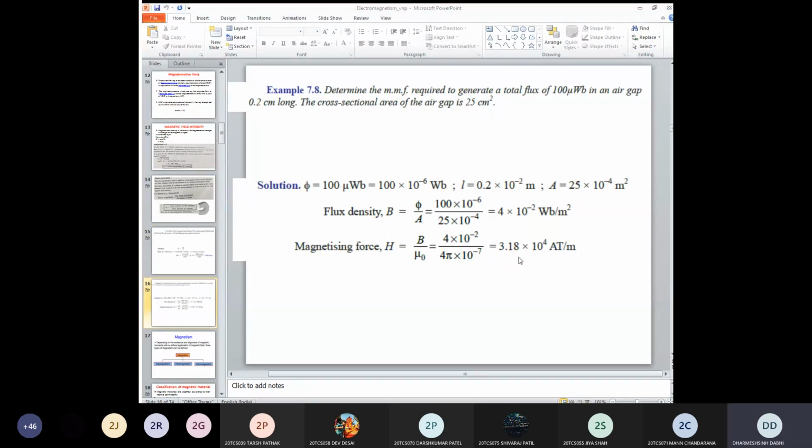Determine the MMF required to generate a total flux of 100 microweber in an air gap of 0.2 centimeter long. Cross sectional area of the air gap is 25 centimeter square. So here you find out the MMF.